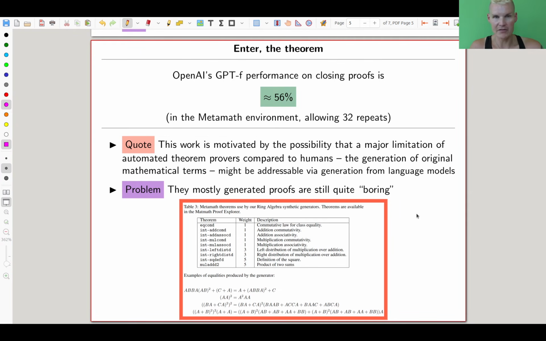And yeah, so the quote that I found in the paper, I think this is really good. This work is motivated, so exactly the paper I showed you, by the possibility that a major limitation of automated theorem provers compared to humans, the generation of original mathematical terms, might be addressable via large language models. Right? This is kind of a new idea that came up about 5 years ago, and it performs really well compared to what was done before, which was not all that great in the automated theorem proving community. The problem is most of the proofs are still reasonably boring.